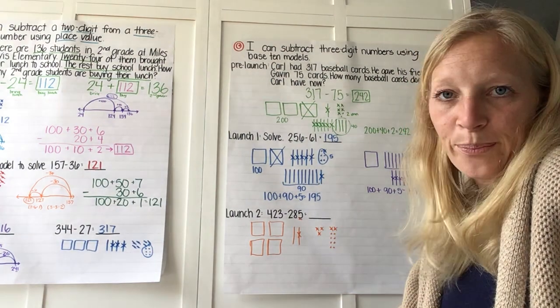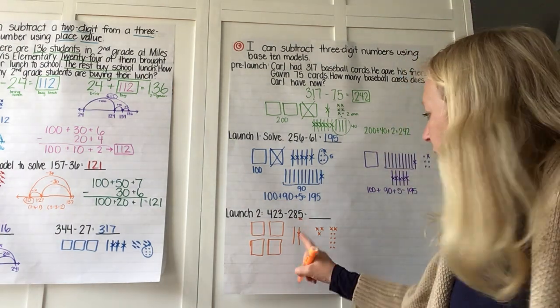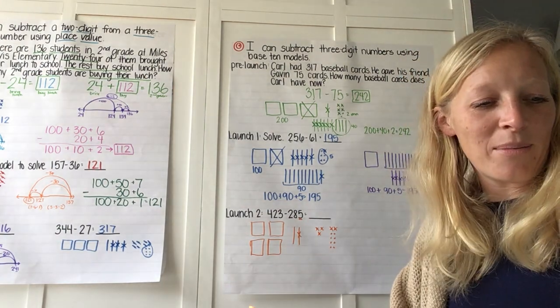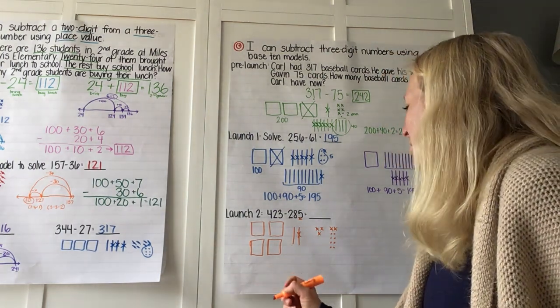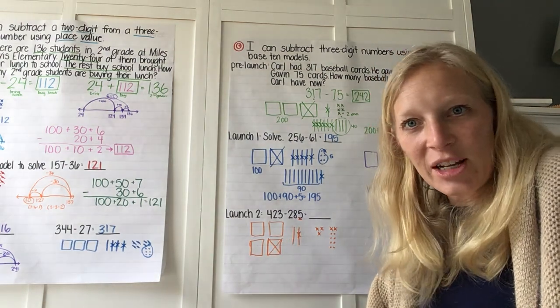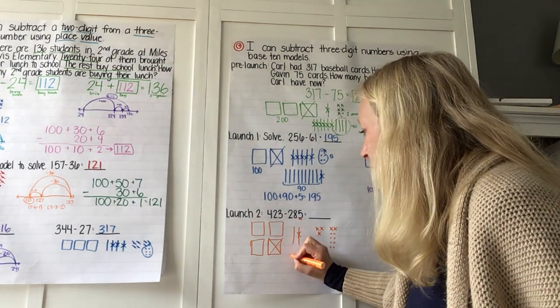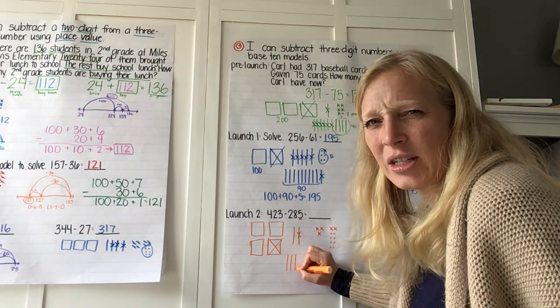And then what are you going to do? Take away 8 tens. All right. Uh-oh. What was your problem? You only have 1 10 to take away. So what do you need to do? You need to cross off 100. And what are you going to do in its place? Regroup it.